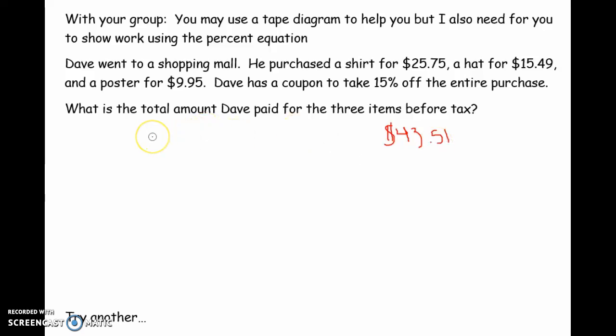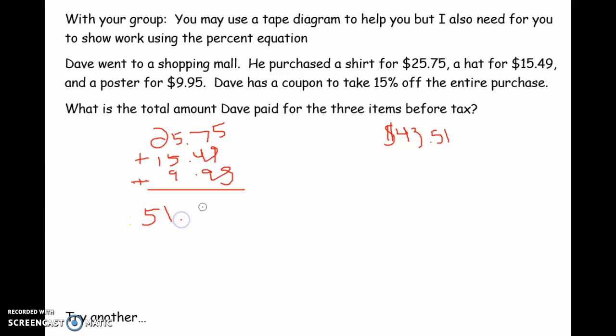Now, if you didn't get that, you need to watch me solve this and get all the right work down. If you did get that correctly and you feel good about this, then go on and try the next one. But first, I know I have to add up all of his purchases. And so it's $25.75, it's $15.49, and plus $9.95. The total here was $51.19.